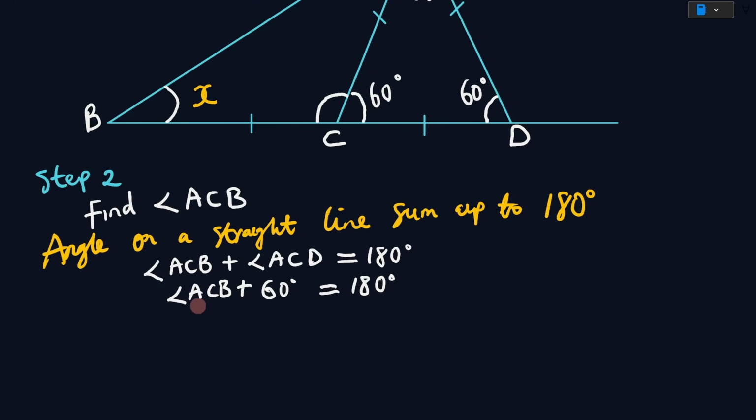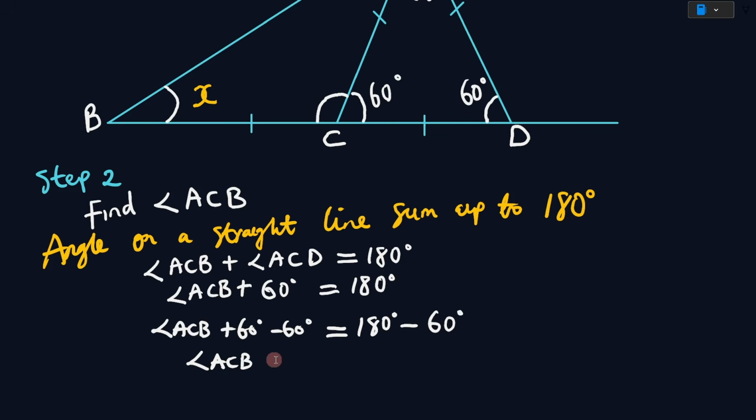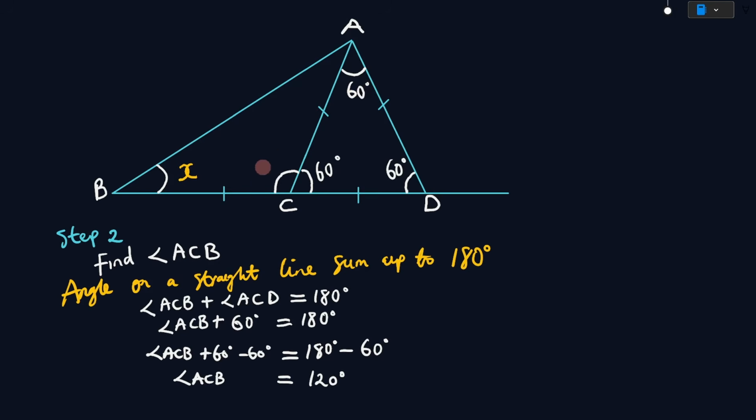In order to find angle ACB, we need to subtract 60 from both sides of the equation. That means angle ACB plus 60 degrees minus 60 degrees is equal to 180 degrees minus 60 degrees. 60 minus 60 is 0. That means angle ACB will now be equal to 180 degrees minus 60 degrees, which gives us 120 degrees. This will make this very angle 120 degrees.